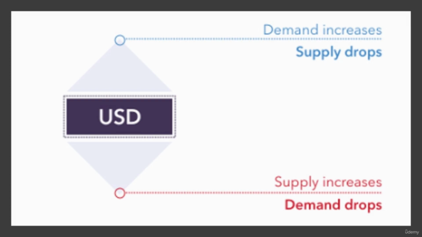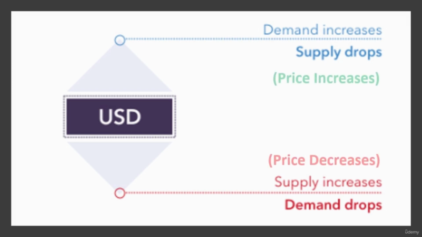The other side of that is, if people are saying, I don't want dollars, dollars are horrible, their value's going down, we don't want dollars, then the supply will increase because the demand has dropped. There's less demand, so there's more supply available, and pricing basically drops to meet that.